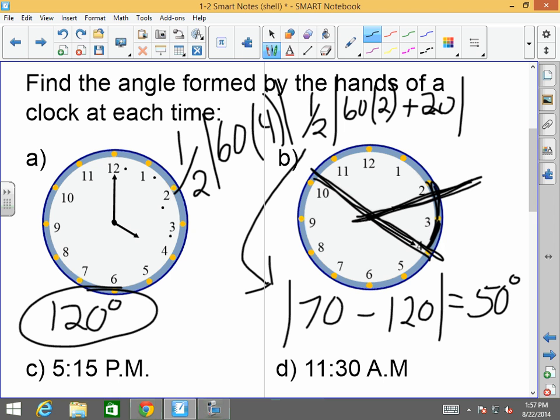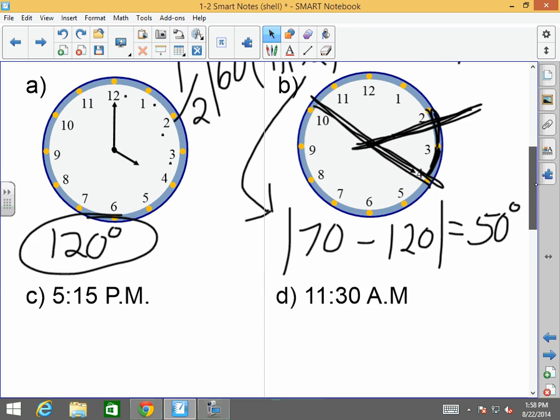But I don't like that way. That's how the book teaches it. So I came up with this little formula. Does that make sense, gentlemen? All right, let's do another one.